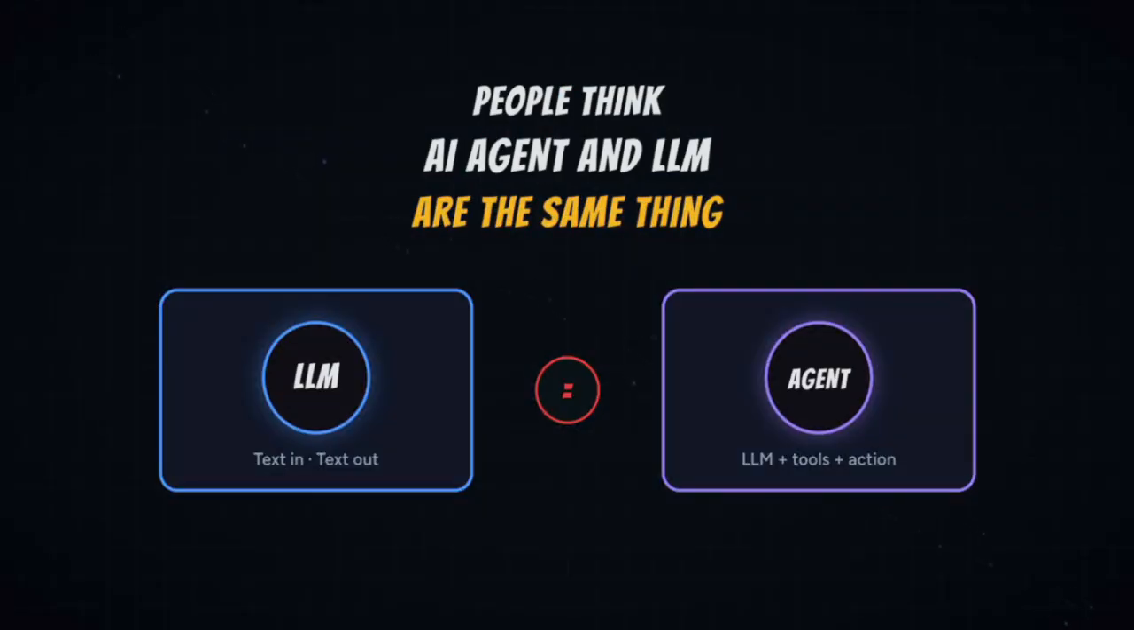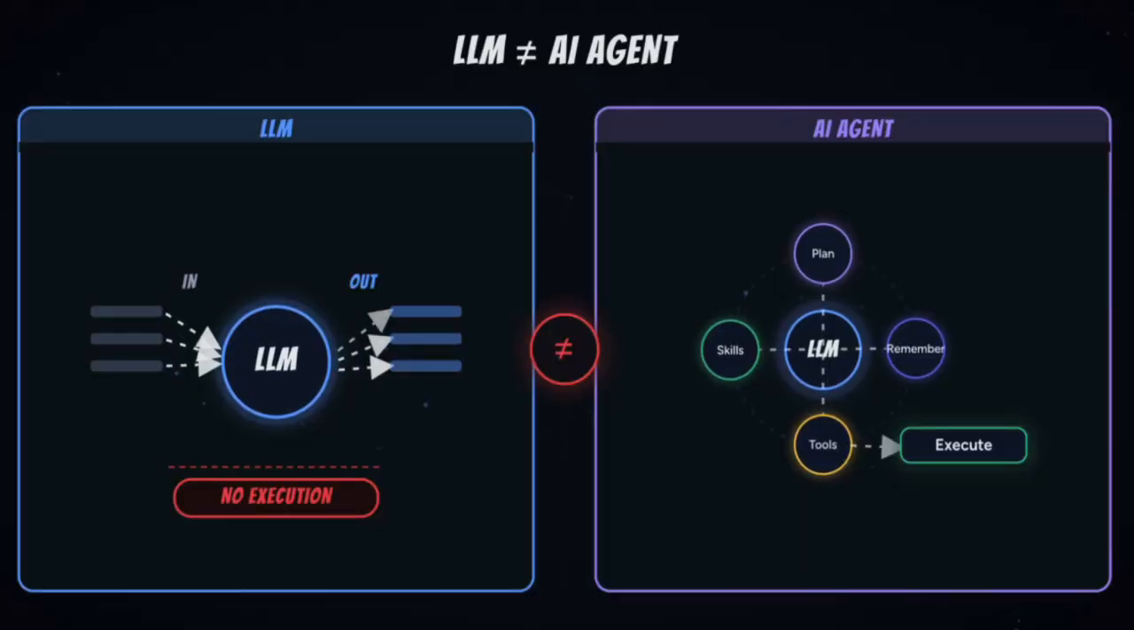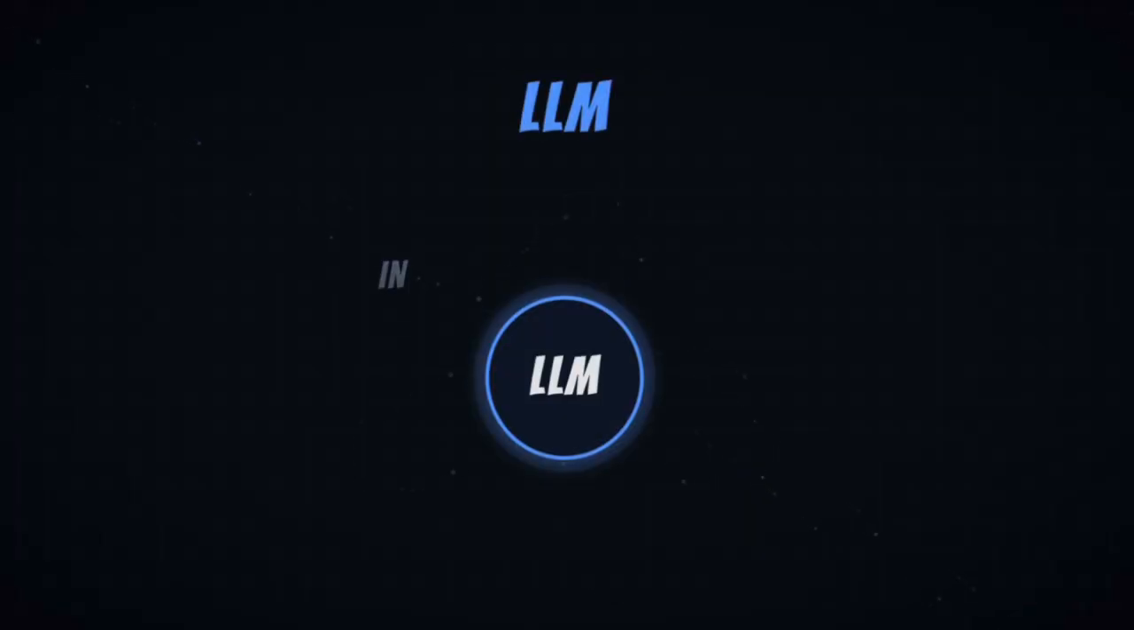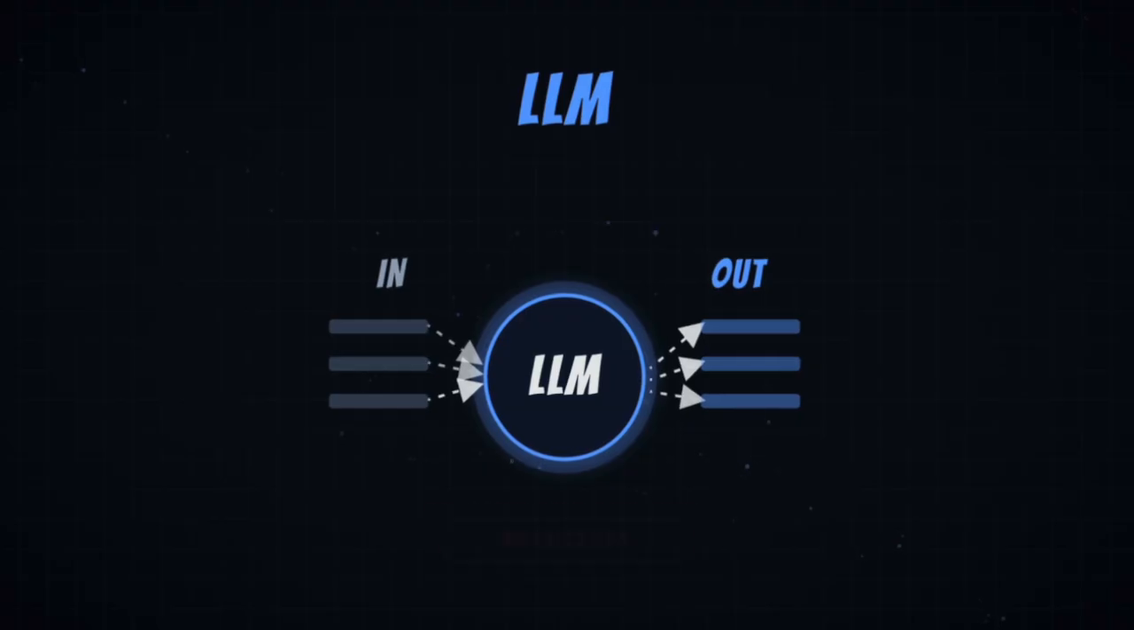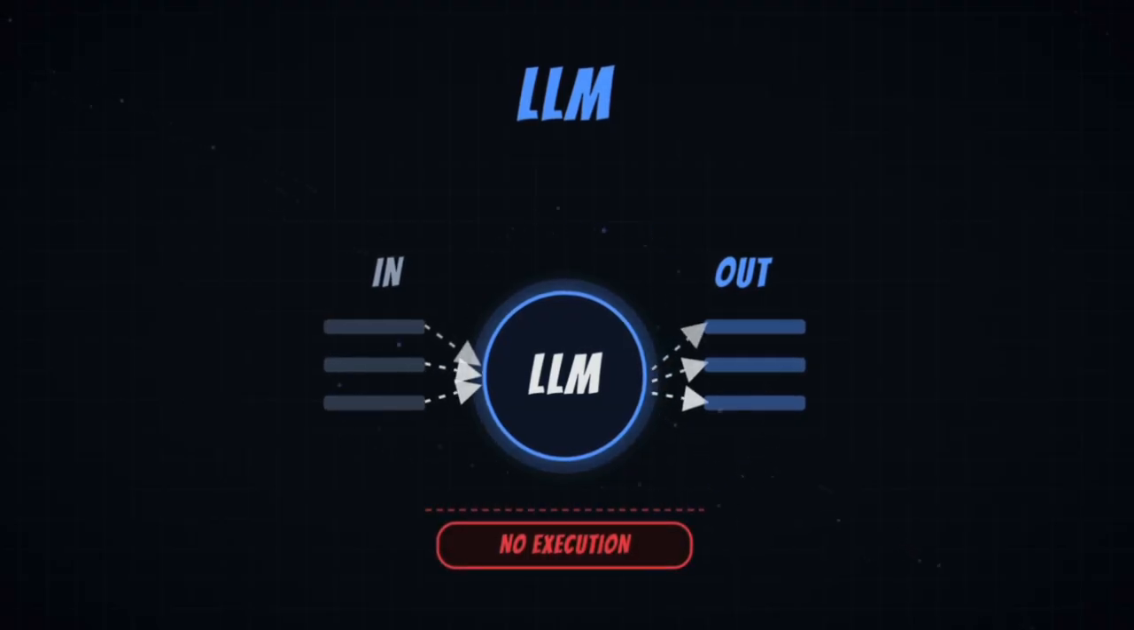Before we move ahead, I want to clear up one doubt that almost everyone has. People think AI agents and LLMs are the same thing and use them interchangeably, but actually they are not. LLMs are basically text generators. They take text as the input and generate text as the output. And one thing to note, an LLM doesn't have any execution capabilities.